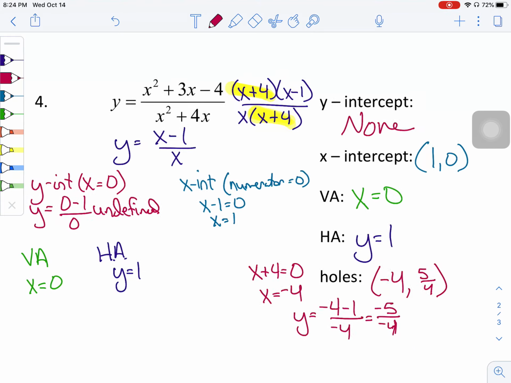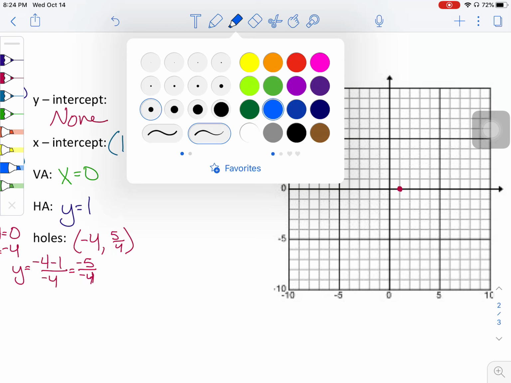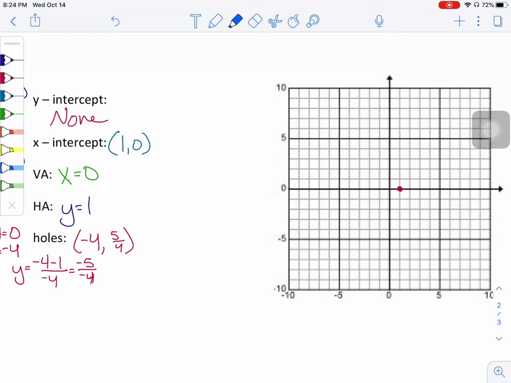All right, so all of this handy-dandy information is going on my graph. Y-intercept, there is none, so nothing to graph. X-intercept is (1, 0). Vertical asymptote. Let me make sure that that's slightly smaller. Let's go there. X is equal to 0 is the y-axis, which is why you don't have an intercept there on the y-axis. Horizontal is y is equal to positive 1, so a little horizontal line there.